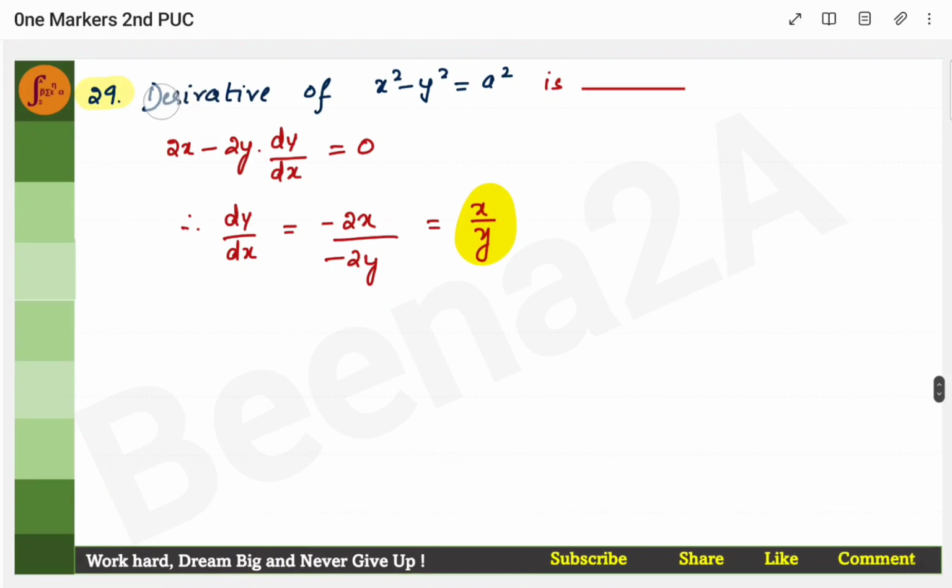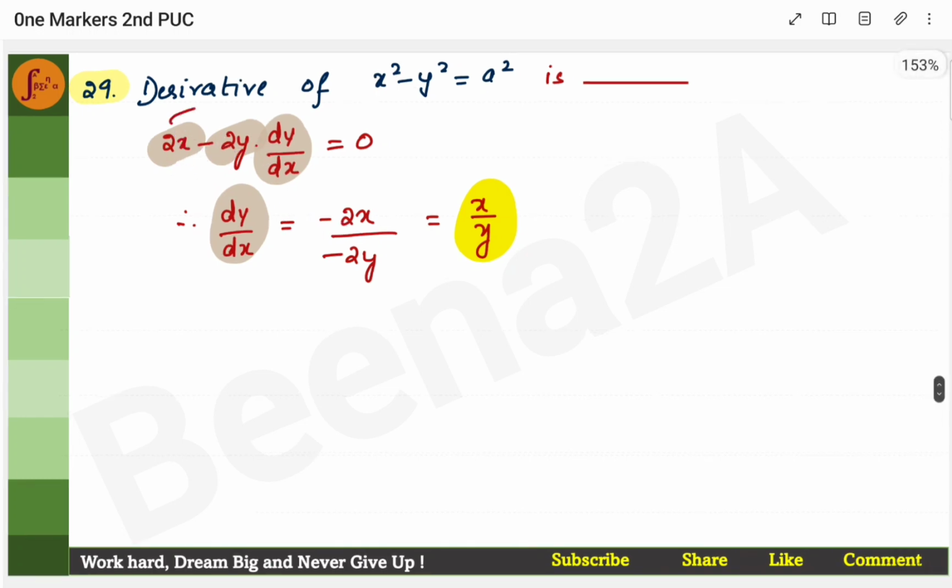Now, last problem. What's the derivative of x square minus y square is equal to a square? The derivative of x square is 2x. The derivative of y square is 2y. And let's not forget to put dy by dx because we're differentiating y with respect to x. Now you shift everything else to the other side and just keep dy by dx here. So when I shift this here, it will become minus 2x. And when I shift it here, it's in multiplication, so here it will come in division, right? Here it is the numerator, it will come to the denominator. So I'll get x by y as the answer.